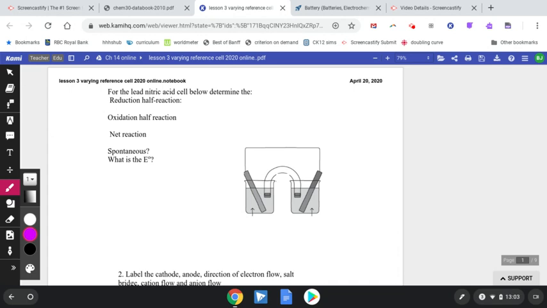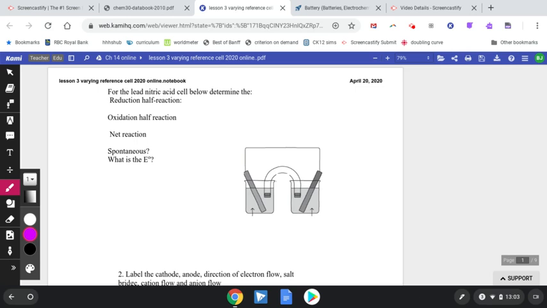It's Thursday morning, and today's lesson is 3 things. We're going to do a quick review, then a little lab online, and then finish off with varying the reference half cell. Tomorrow, you will have an assignment and a quiz based on the first 3 days. So this is a bit of a review for you.